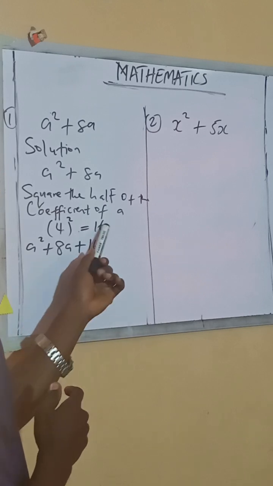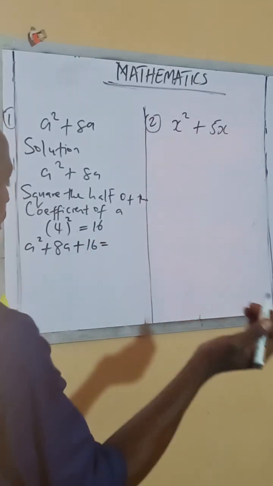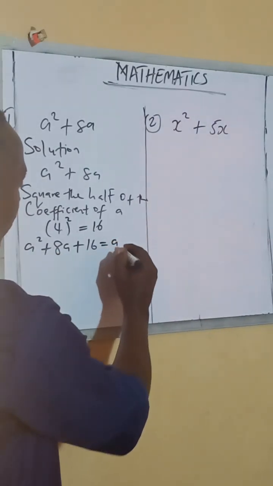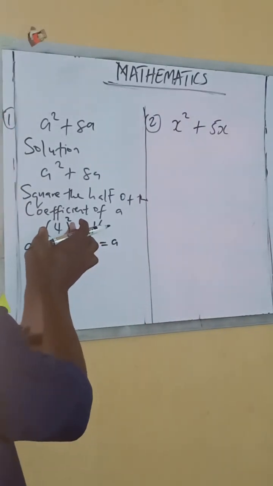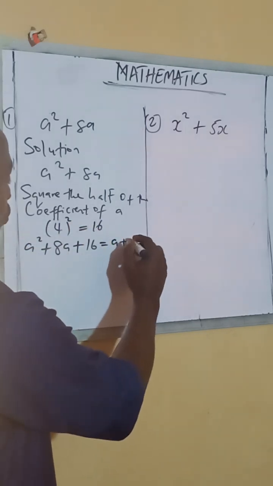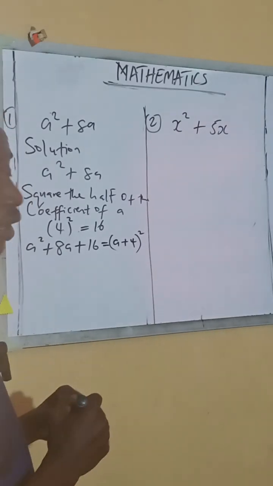You add this to the question. Now, when you add this to the question, you can now say equal to what? Pick out the a. Just bring the a here. This one that is yet to be opened is when you bring here. You now say plus what? 4. Open and close bracket, square. It's as simple as that.